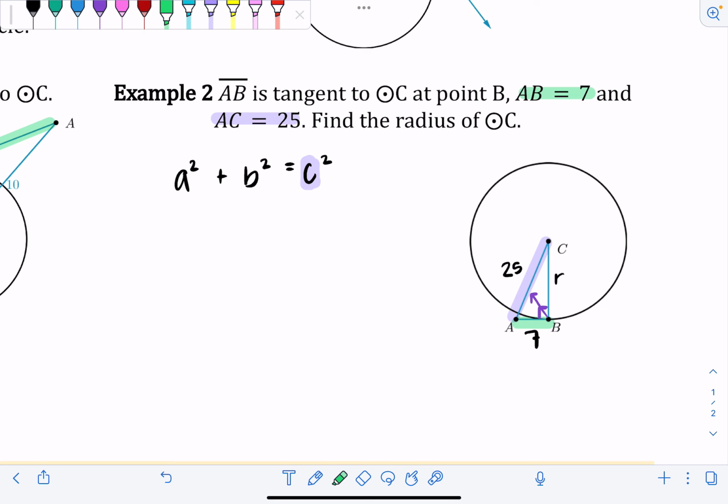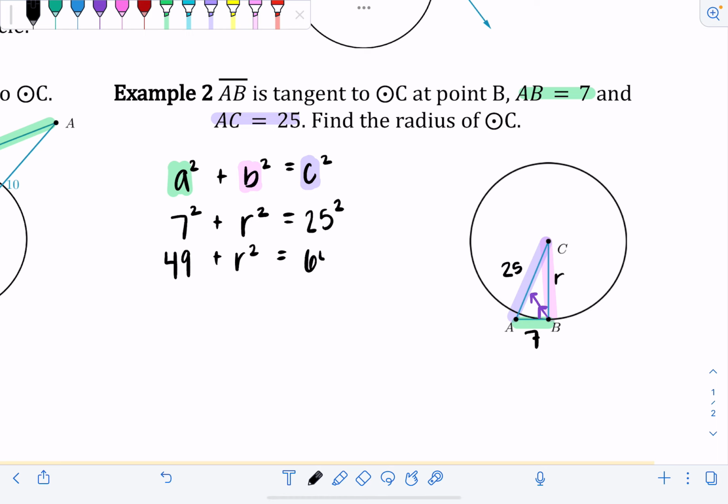The 7 is a leg, so it can go in for A or B. And then we're trying to find the radius, which is the other leg. So I'm going to put R in for B, just to make it match up with the radius. So A is going to be 7 squared plus B is going to be R squared, which we're eventually going to try to solve for. And then equals C squared, which is 25 squared. So now same thing, we have to square everything before we start to isolate R. So 7 squared is 49 plus R squared equals 25 squared is 625. And then our ultimate goal is to solve for R to find the length of the radius of this circle.